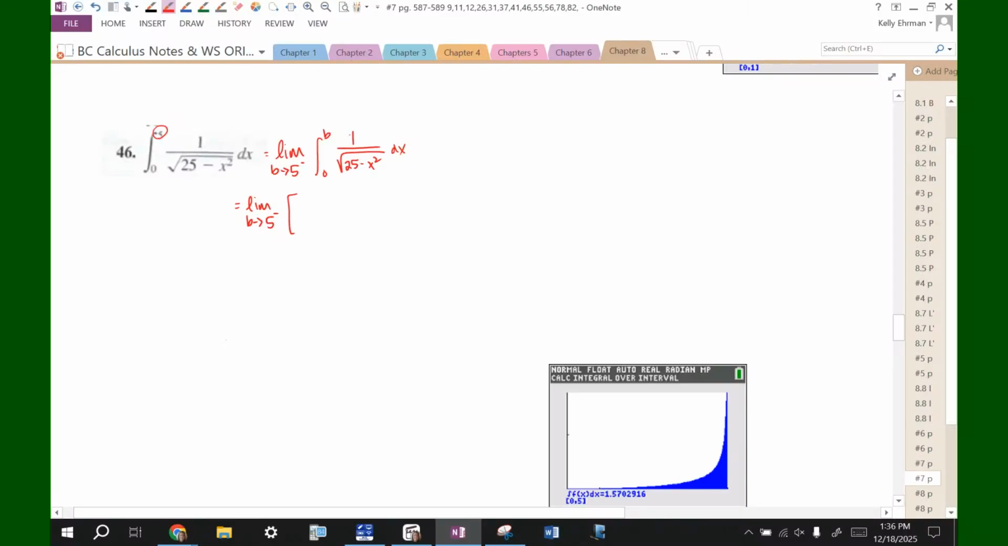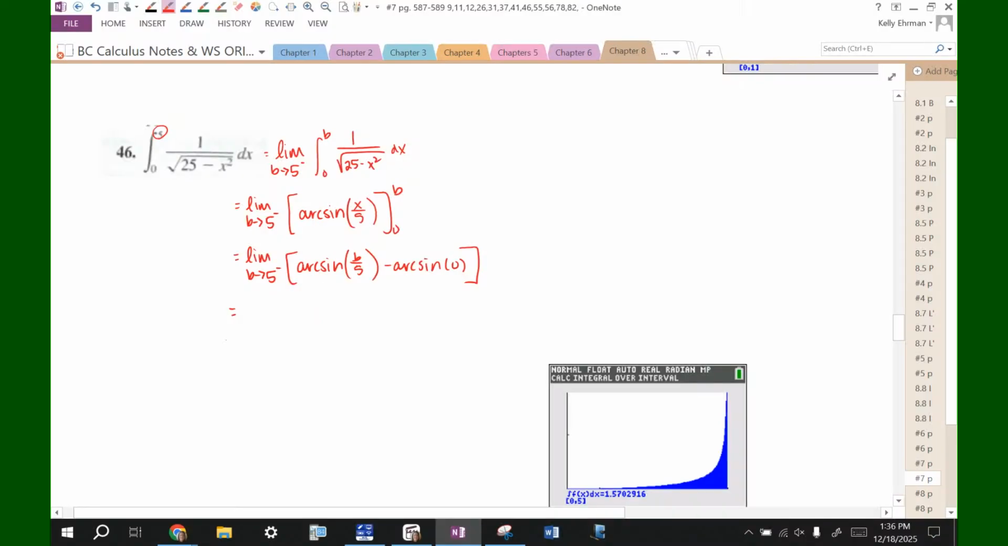Remember, there's no 1 over a for arc sine. It's just arc sine of u over a, so x over 5, from 0 to b. That's the limit as b approaches 5 from the left of arc sine of b over 5 minus arc sine of 0.